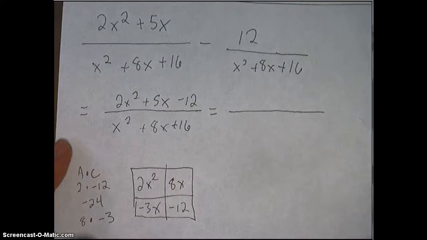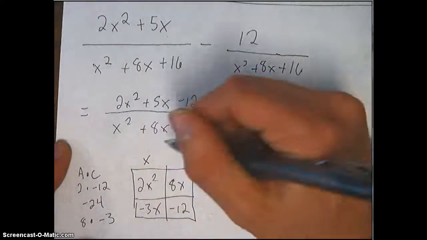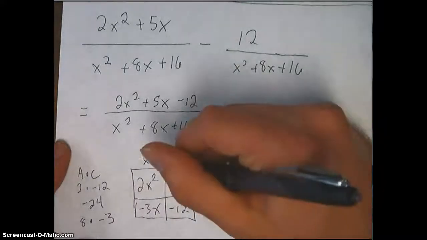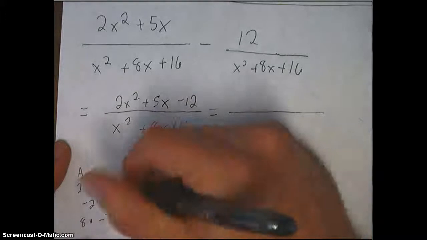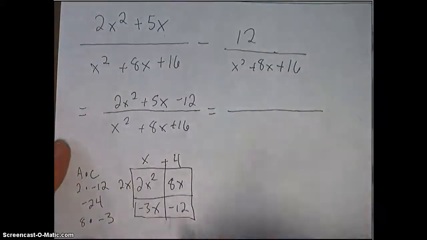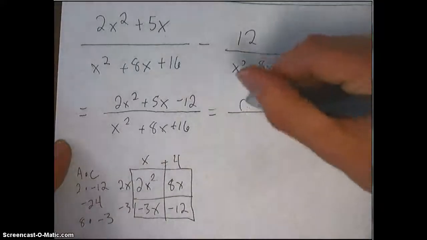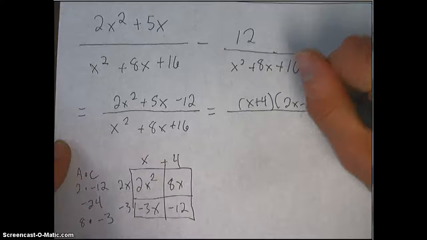And now I'm just going to ask myself 4 questions. What do these guys have in common? That's just an x. What do these guys have in common? That looks like a 4. Here, they have a 2x in common. And here, they've got a negative 3 in common. So the fully factored form on the top there is x plus 4, 2x minus 3.